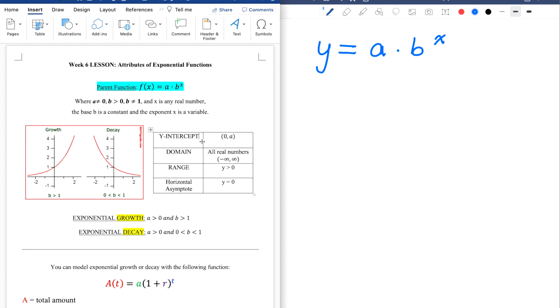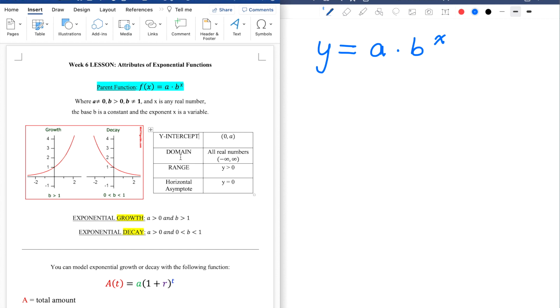To find the y-intercept of an exponential function, it's very easy. It's always 0, comma, and whatever the value of a is in the function. So if a is 1, then it's 0, comma 1. If a is 5, then it's 0, comma 5. If a is 0.3, then it's 0, comma 0.3. You just have to plug in the value of a.